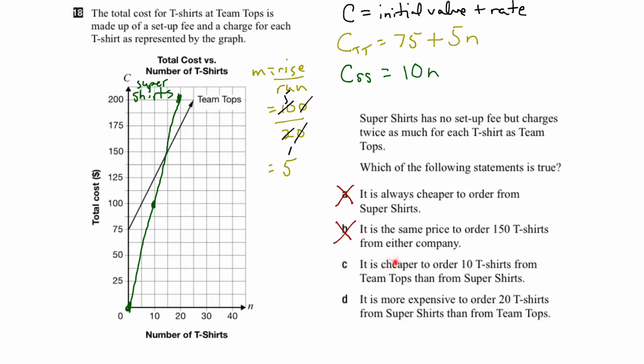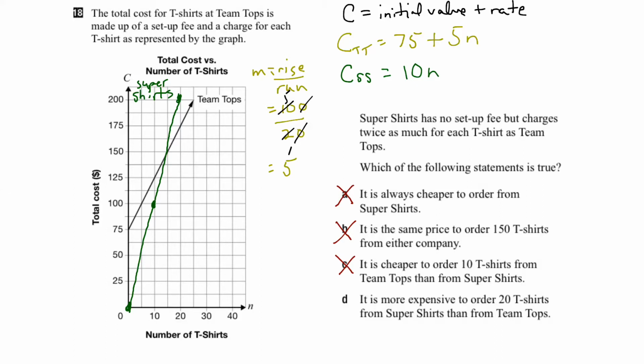Okay, next, it is cheaper to order 10 t-shirts from Team Tops. So let's go to 10, go up to the Team Tops line, which is about $125. For the Super Shirts line, it's about $100. So it is not cheaper to order 10 t-shirts from Team Tops. So that's false as well.